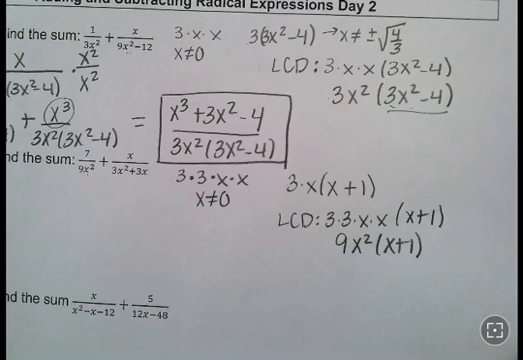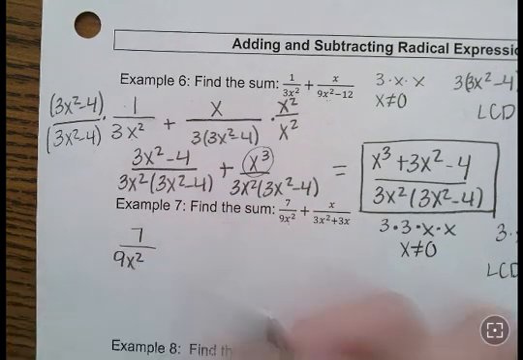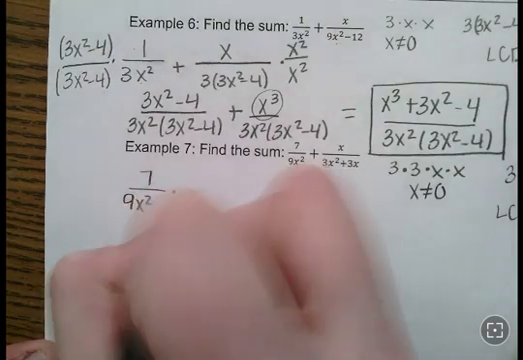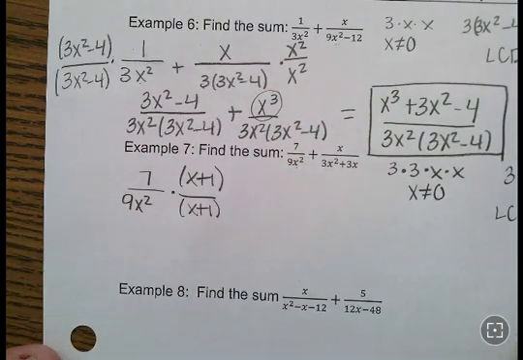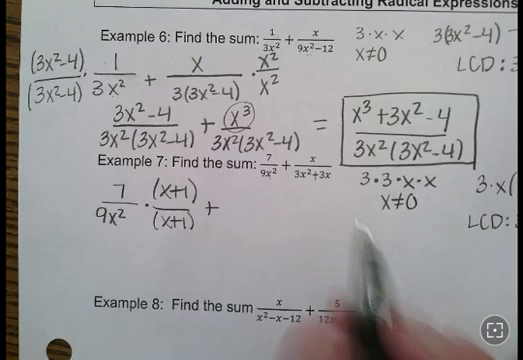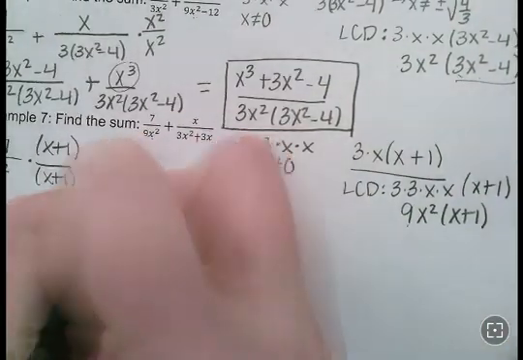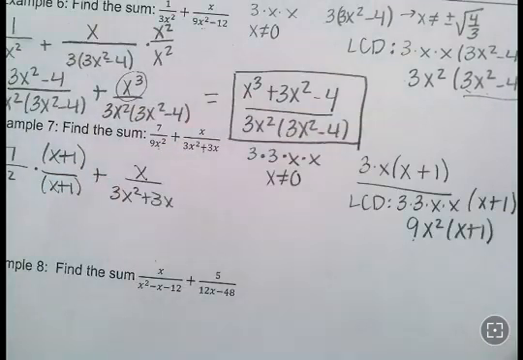Now let's make that denominator happen. We come back over here. We start with 7 over 9x squared. We've got the 9x squared part, but now we need the x plus 1. So we multiply by x plus 1 in the numerator and denominator, plus, and then we've got 3x squared plus 3x over the second denominator. So that actually factors there.